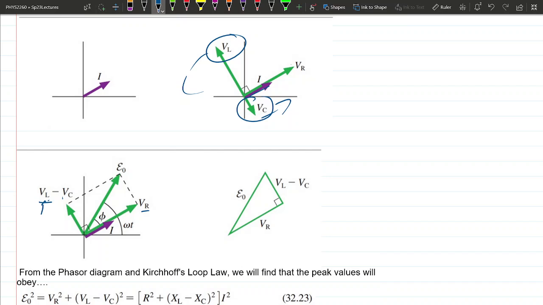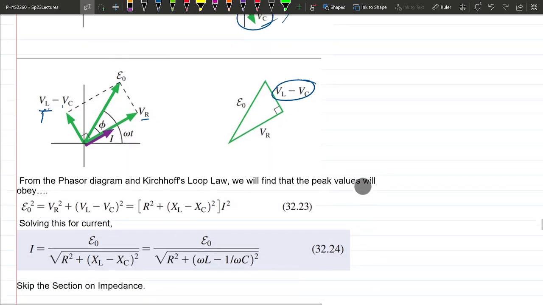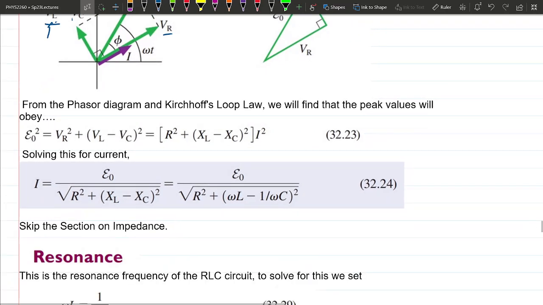okay? And what you end up with is the length on each side is the length of the peak value for the inductor minus the capacitor, this whole thing squared, plus VR squared, the peak voltage across the resistor squared, that gets you the EMF squared, right? And that's how you add these vectors together, okay? And it just turns out to be this long equation down here where the EMF naught squared is equal to the resistor voltage squared plus these two subtracted with each other first, then squared, okay?